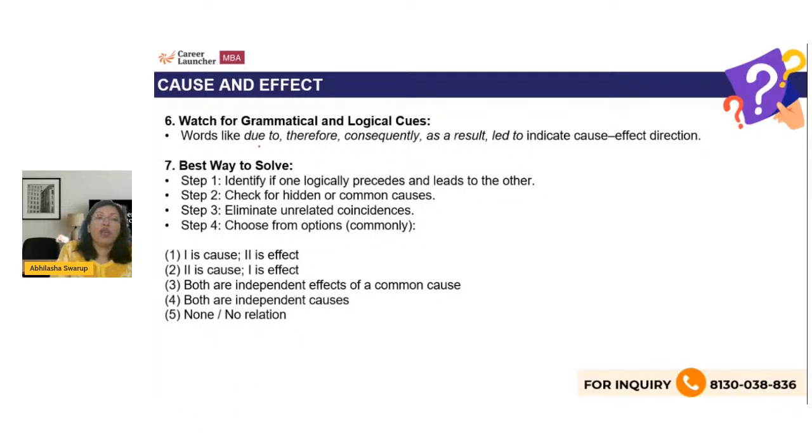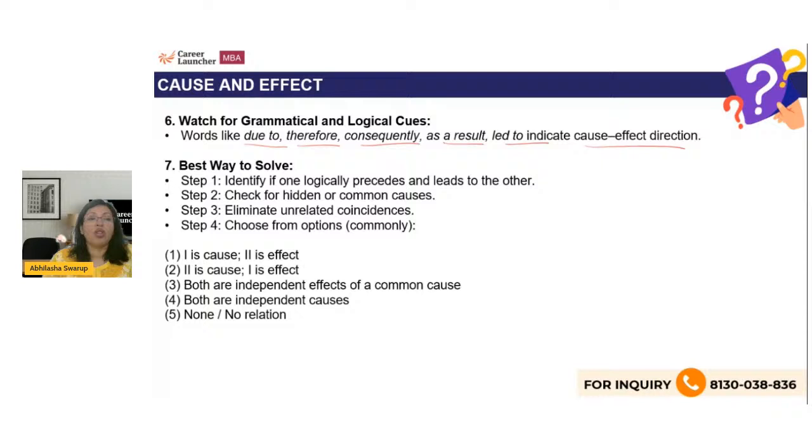Look for grammatical and logical clues such as due to, therefore, consequently, as a result, led to, which show the cause-effect direction. Now, identify which one logically precedes and leads to the other. Check for hidden or common causes, eliminate unrelated coincidences, and then choose. Okay. So these would be your options.